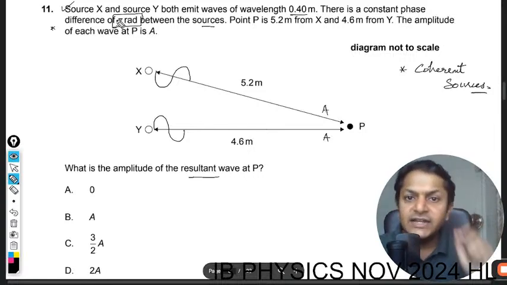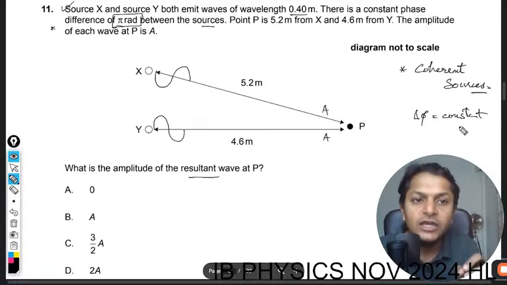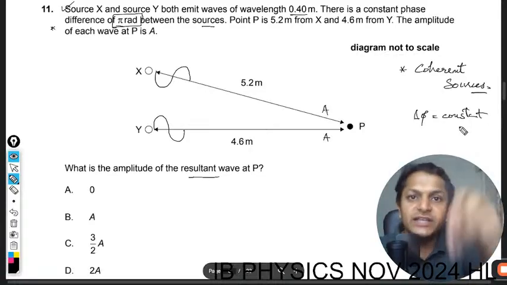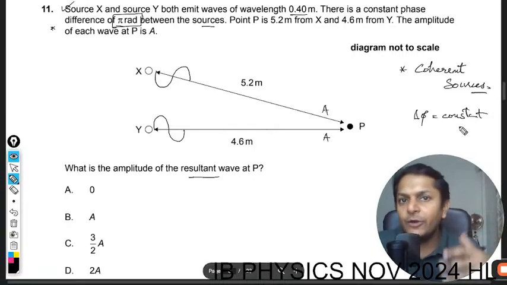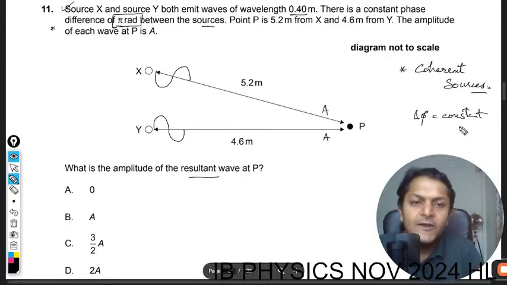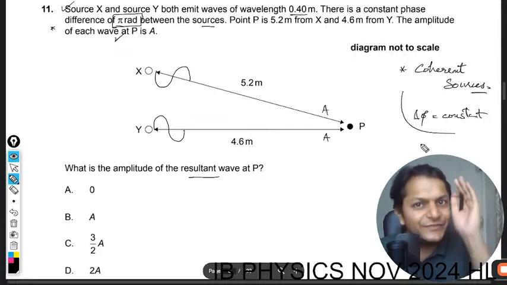But there is another condition, that is on the phase difference. The phase difference should be constant. The condition is not that it should be zero or any particular value, but it should be constant. It should not be variable, like now it is zero, now it is pi, now it is pi by 2. No, not like that. In this question they have written pi, so that is perfectly clear, no problem with it, but it should be a constant value, and that is pi. So these are coherent sources, and interference will take place.